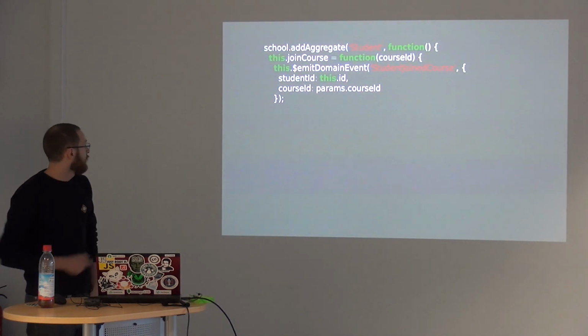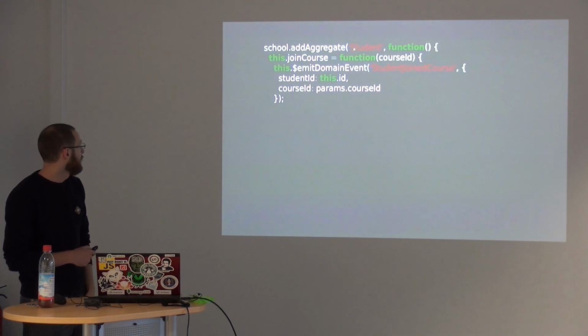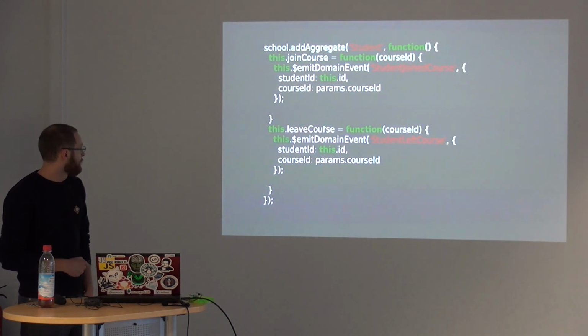So we define the aggregate here. We say aggregate student and define the first behavior method, which is join course, and if this behavior method gets called, we emit the domain event student joined course. And here we define the properties. The next thing we need is leave course, and this will emit the domain event student left course.